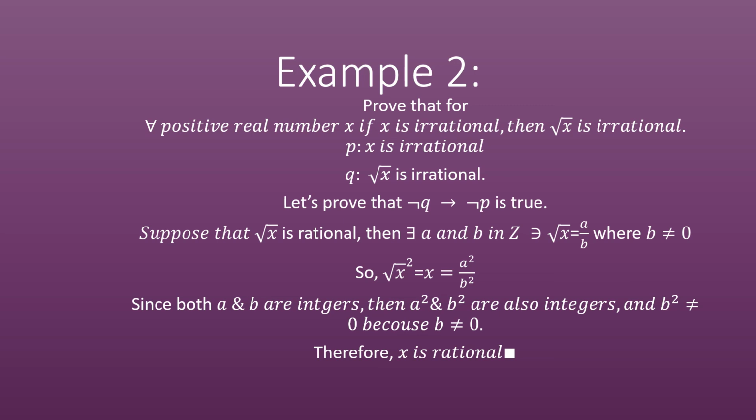Now we express x as a squared over b squared, where a squared and b squared are both integers. And therefore x is a rational number.